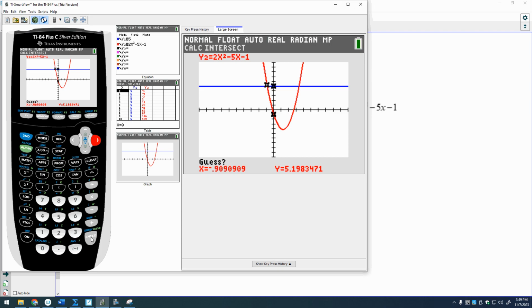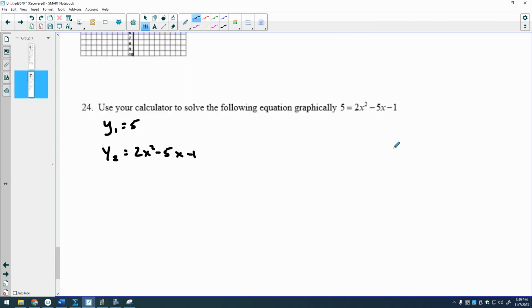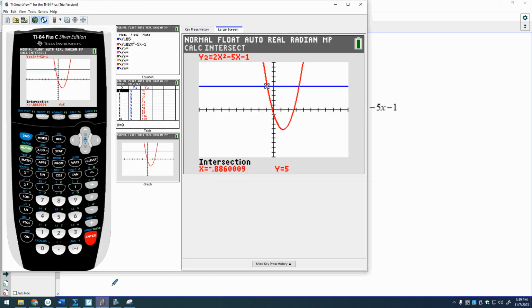So my answer is negative 0.886. So there's one answer. X equals negative 0.886. So I go over here, I write that down. X equals negative 0.886. Go back and do the other one.